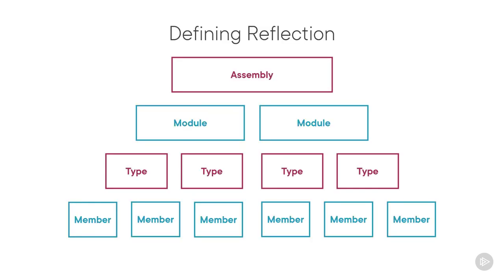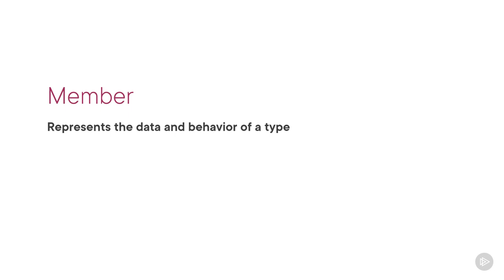Such a type contains members, and that is the last piece of the puzzle. Members of a type represent its data and behavior. Examples are fields, properties, constructors, events, methods, and so on.